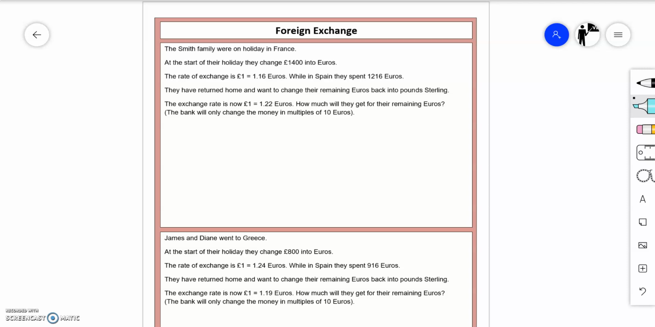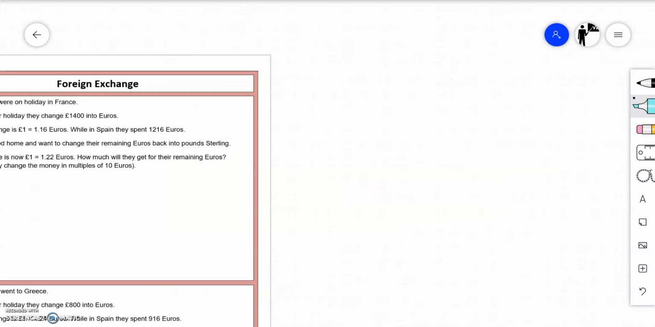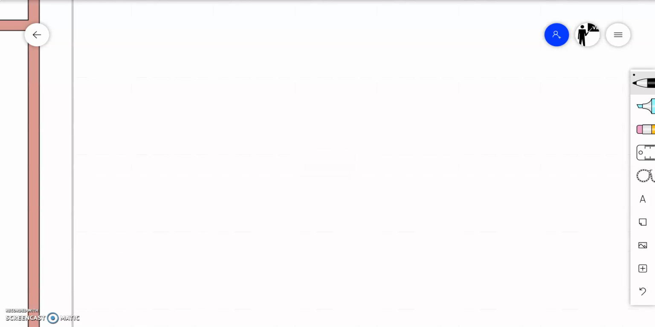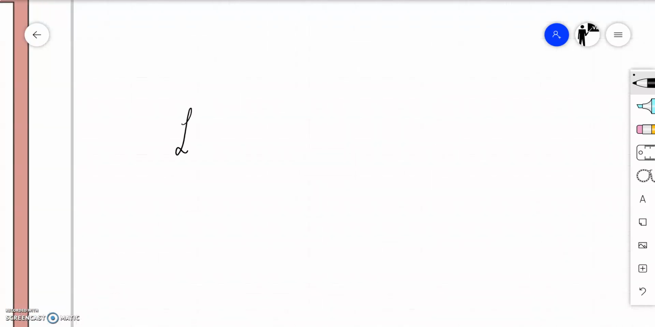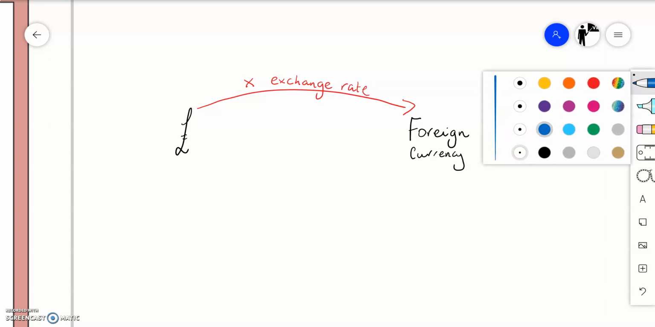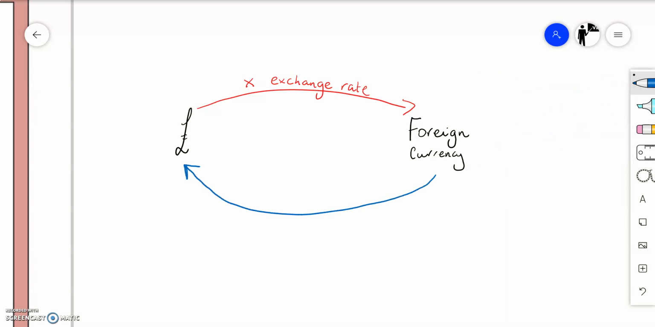In this video, we're going to have a look at the National 5 numeracy question that regards foreign exchange. A few wee bits of background information you need to be aware of before we get started. If we are going from pounds to a foreign currency, so if we are, for example, changing pounds into dollars, we would multiply by the relevant exchange rate. If we were going the other way, if we had dollars and we wanted to go back to pounds, we would divide by the exchange rate.